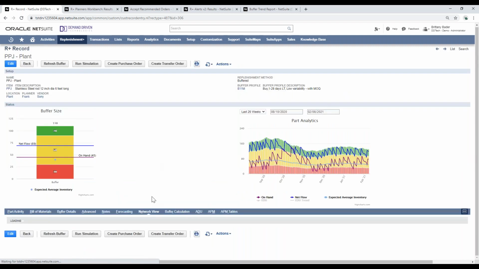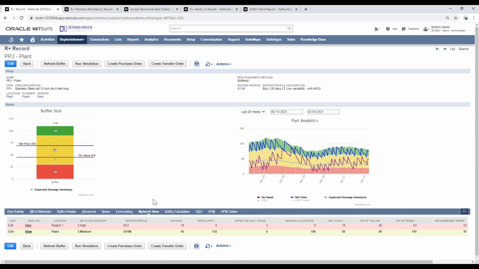If I go over here to this network view, this is where we're looking at the item location level. So this is where I can see items that are at another location, and I can see where they are in respect to the buffer. So I can see that at region 1 location, the planner who's managing this item is definitely placing an order because that net flow line is in the red zone. If I ever had a blue zone here, this is where I could see I'm actually carrying too much inventory. I might be able to place a transfer order instead of receiving more supply. So just providing further visibility as a planner here to see how this item is performing at other locations.